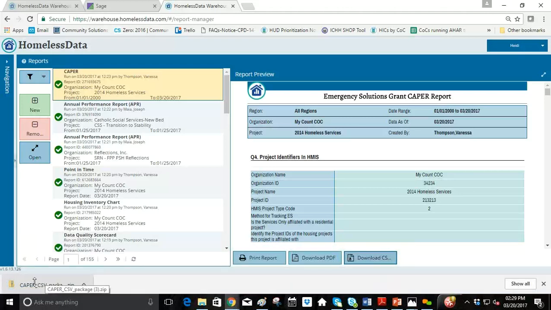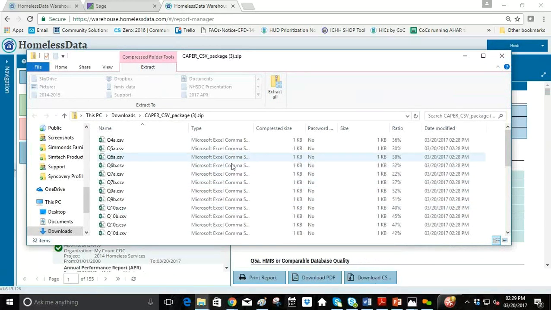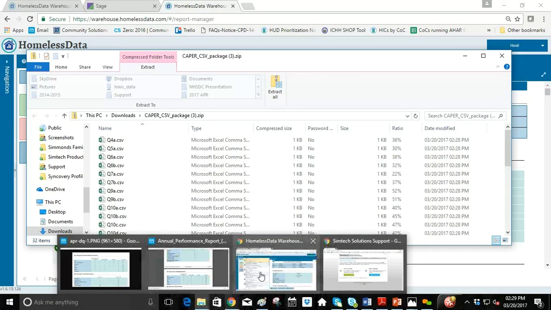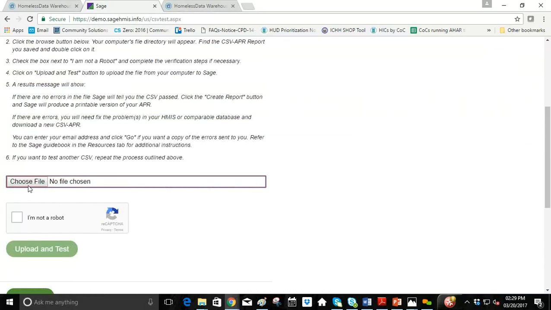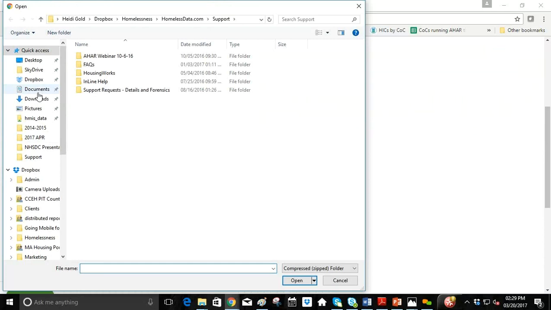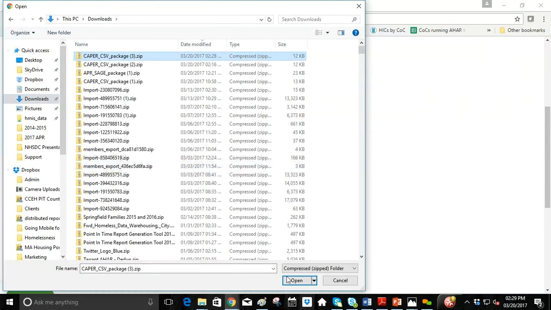And now it's in my downloads, but you can also store it somewhere on your computer. It does not have client-level data in it. And then when you go to Sage, go here, and you choose your file. Now I would go to my downloads, and I can upload it in. This is a CAPR package. But that's the method.